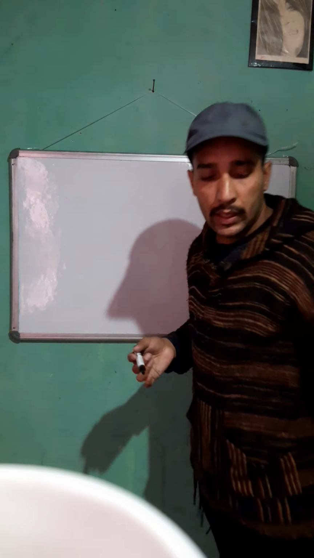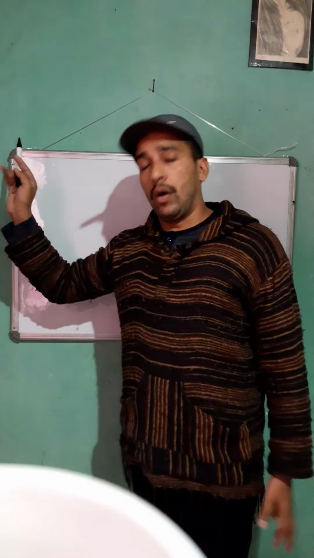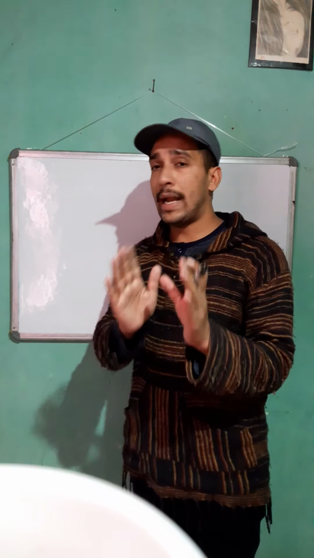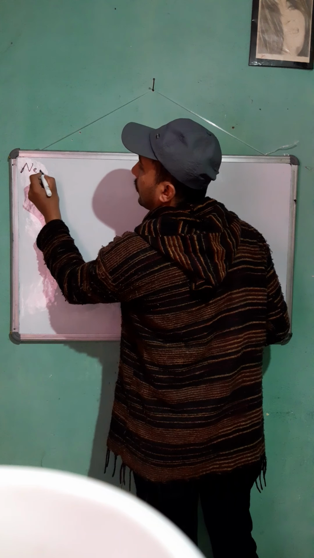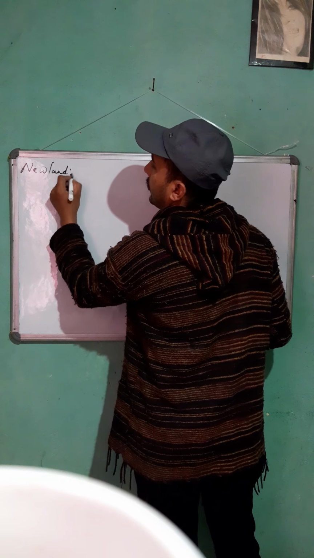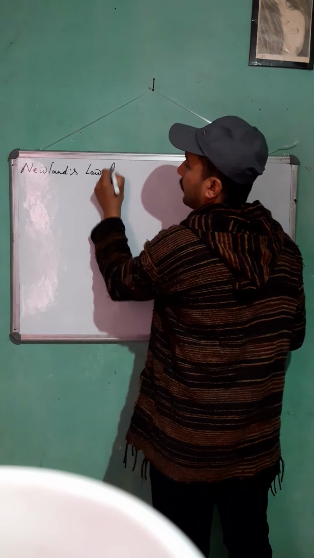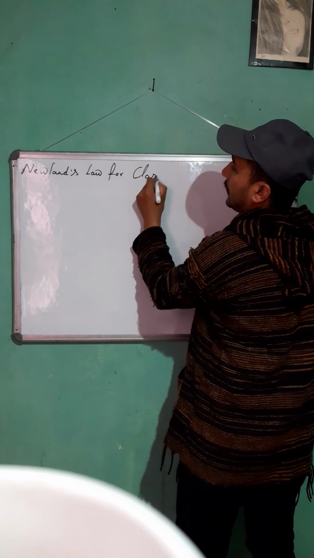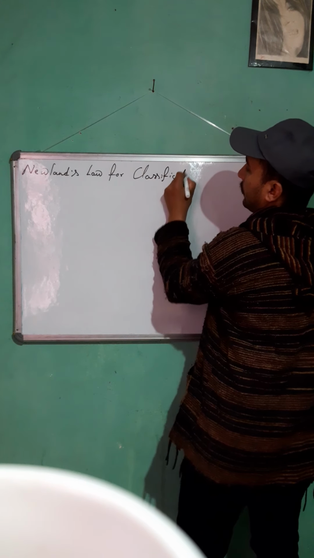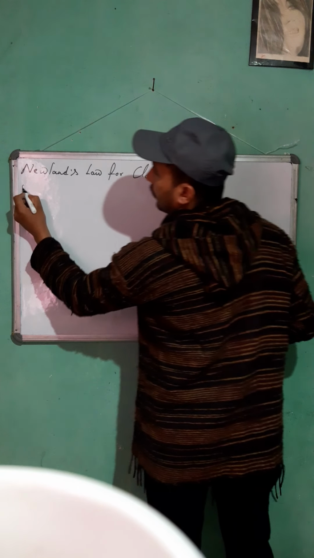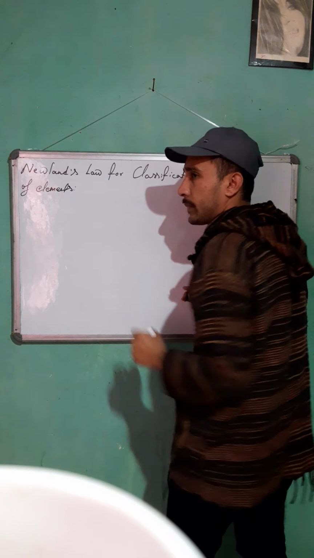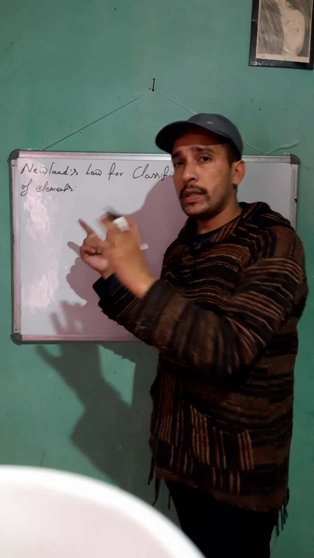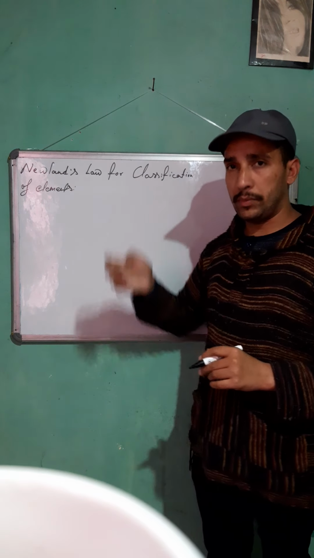Now another law comes: Newland's law for classification of elements. So after Dobereiner's law, Newland's law comes.